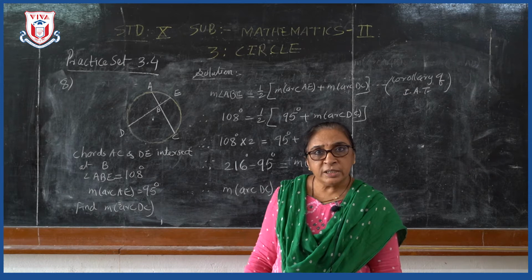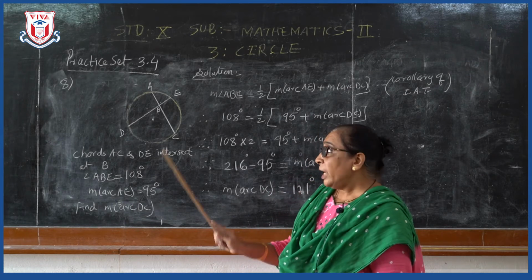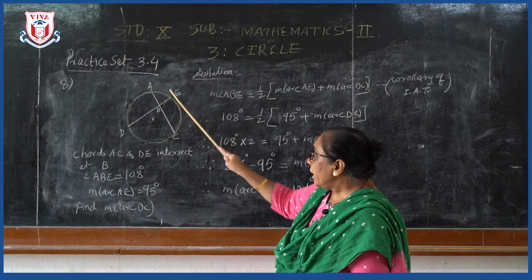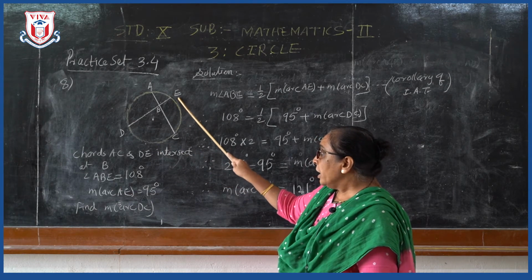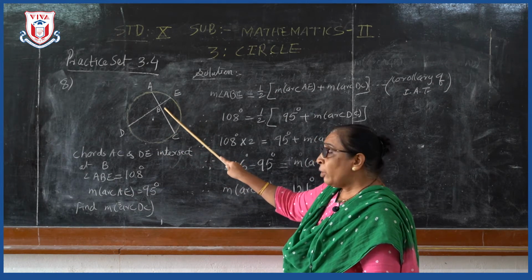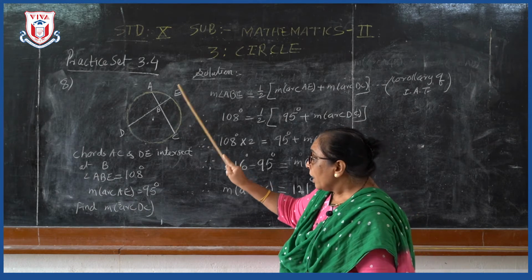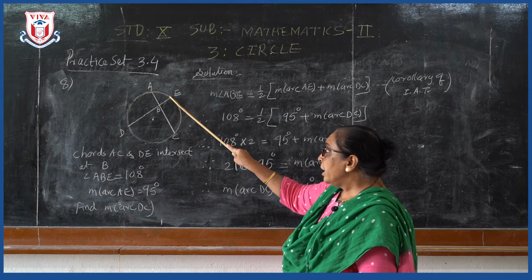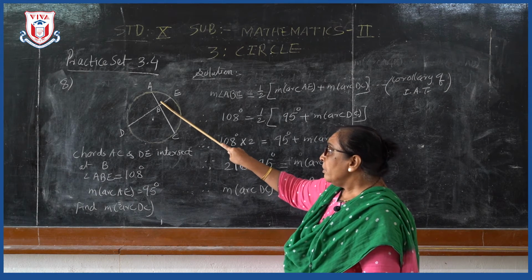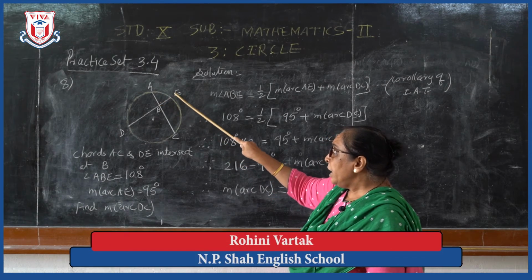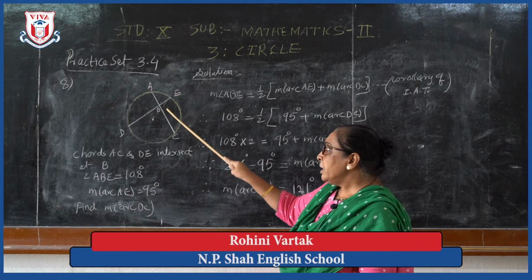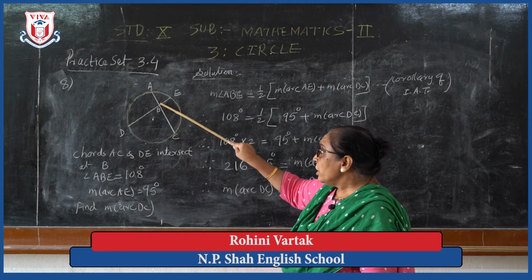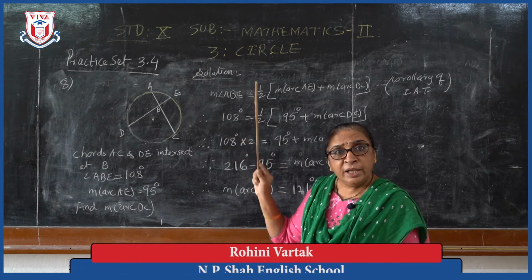Let us see the next example, that means the 8th one. In this, chord AC and chord DE intersect each other at point B. Angle ABE is given as 108 degrees. Now children, this ABE or DBC, these are not inscribed angles, because the vertex is in the interior of the circle.